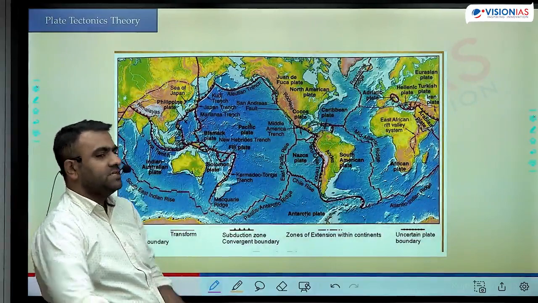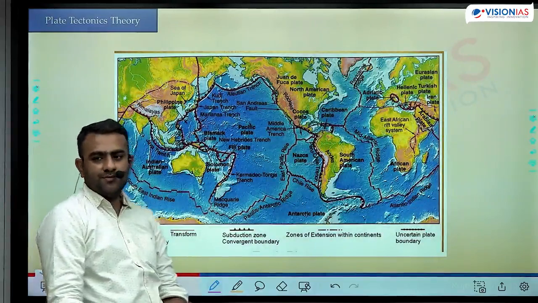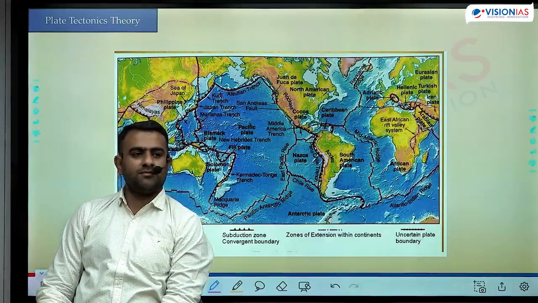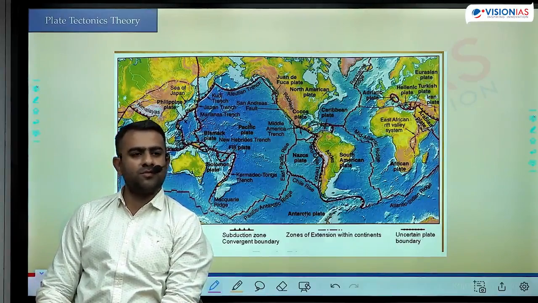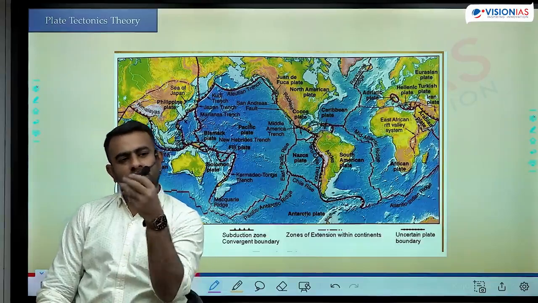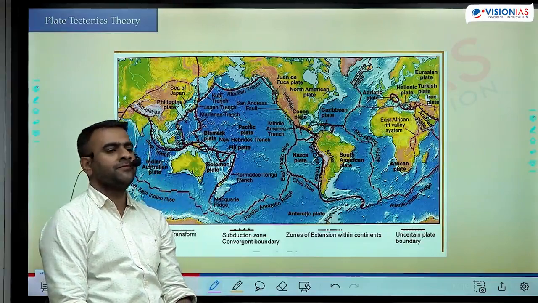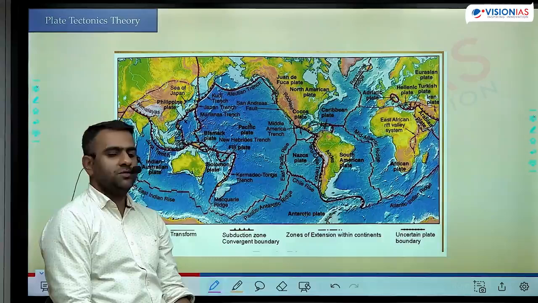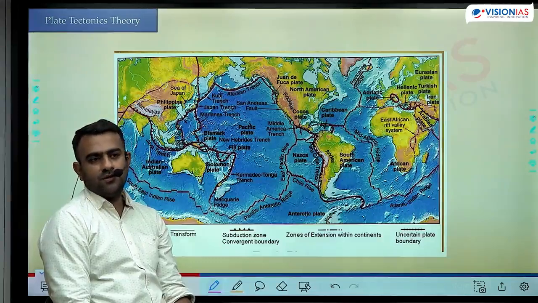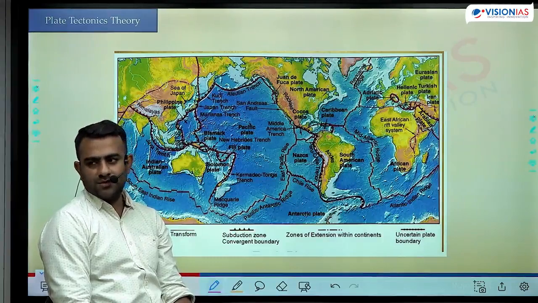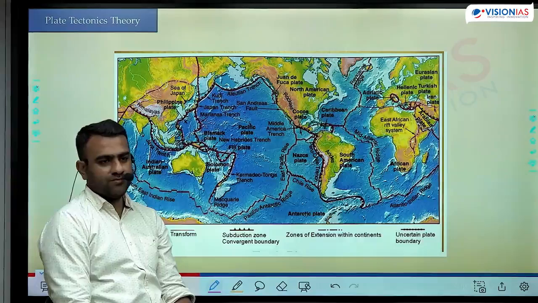The plate boundaries in the past and the plate boundaries in the future. See, obviously the plate boundaries are not permanent. If you understand the mechanism, you clearly get to know. Plate boundaries are not permanent. A new plate boundary can be created at any time, and an old plate boundary can end at any time. What creates new plate boundaries? What causes the stopping of old plate boundaries? It is not very clearly understood.